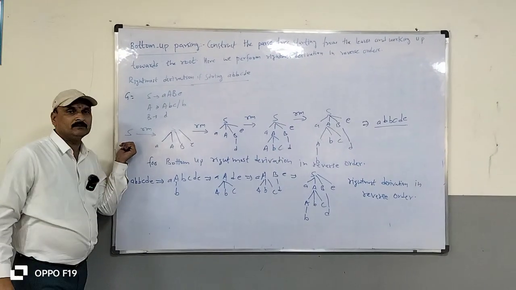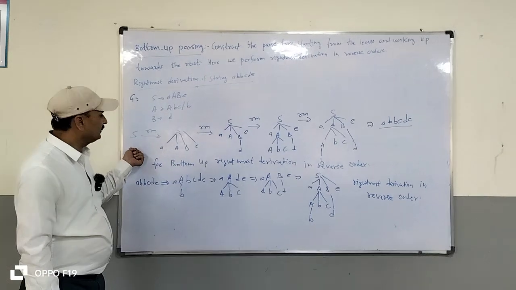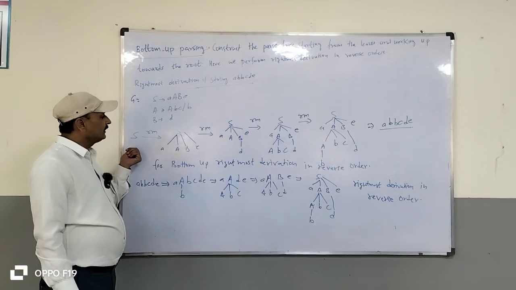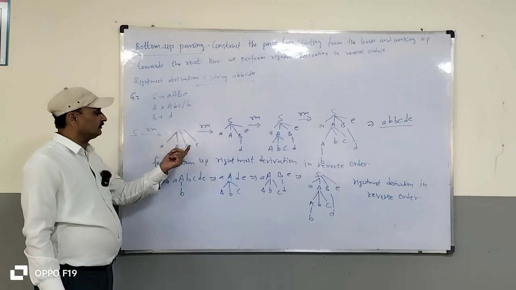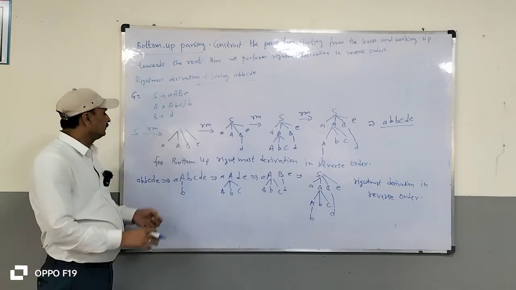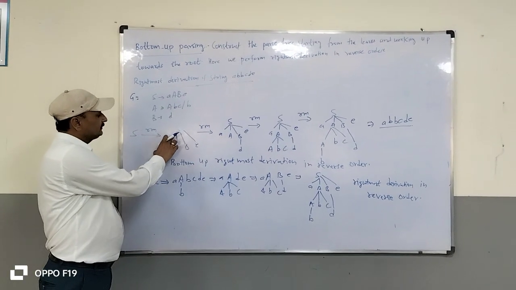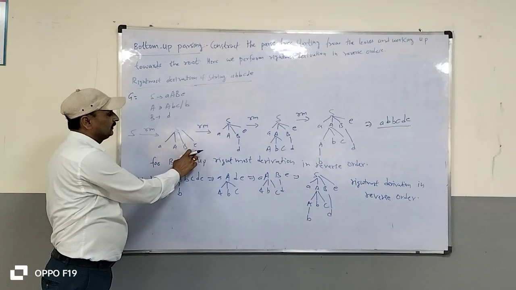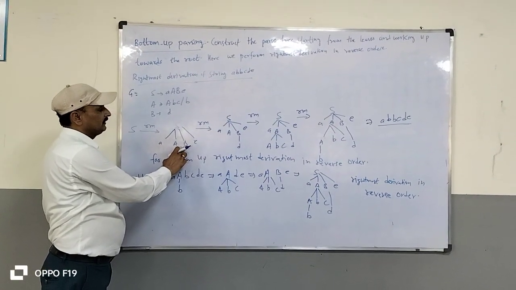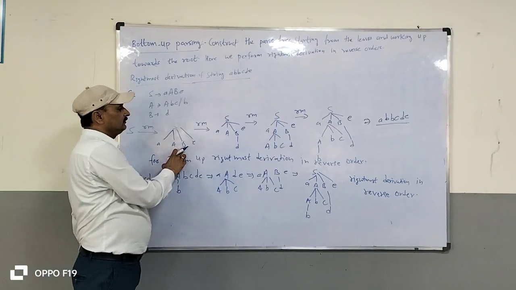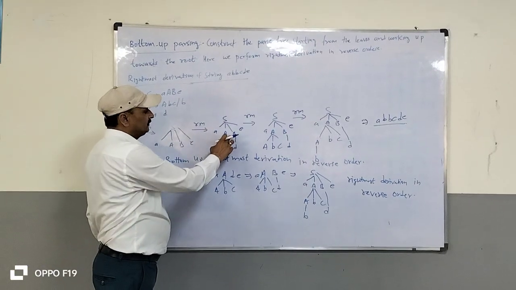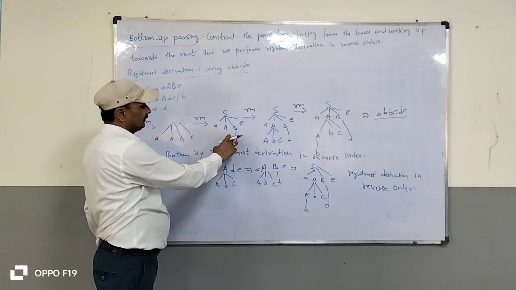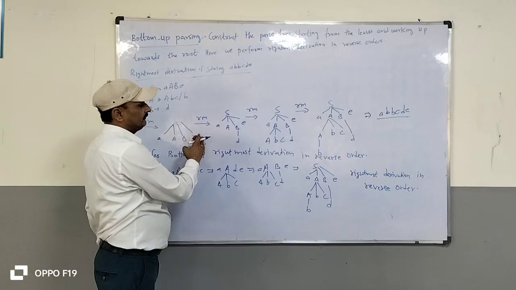First of all, I will explain what this rightmost derivation is. Rightmost derivation is where we derive from the rightmost non-terminal first. So S derives, using the first production, A A B E. Now here the rightmost non-terminal is B, so next we use this handle: B derives d. So here the rightmost derivation proceeds towards the left side.